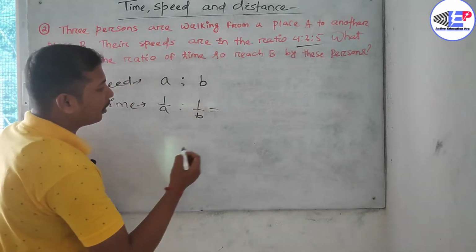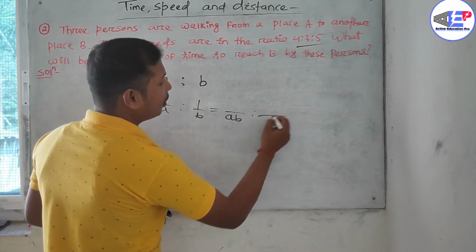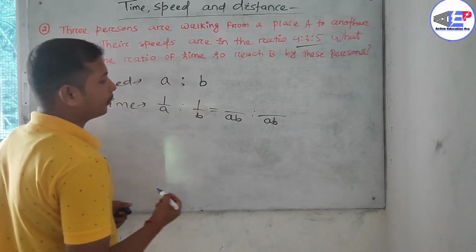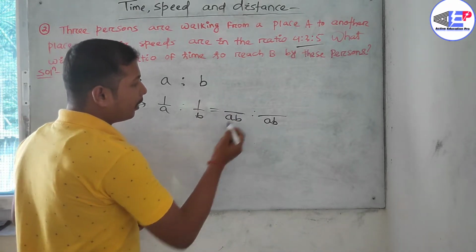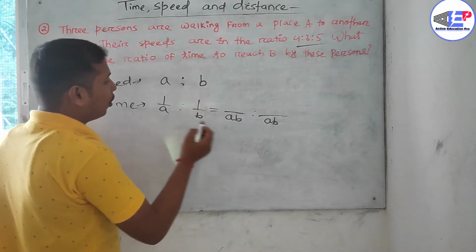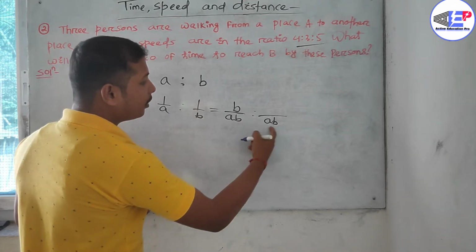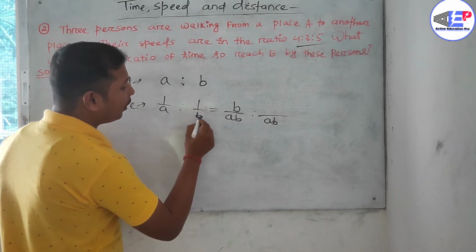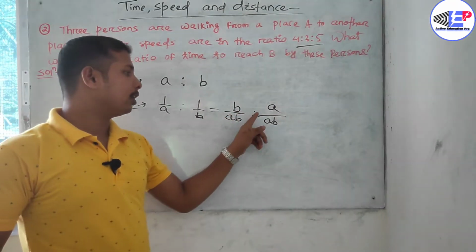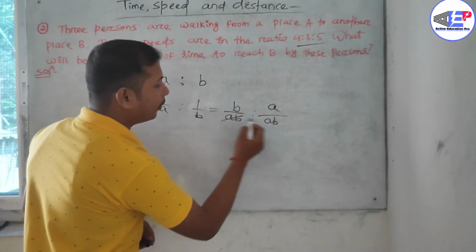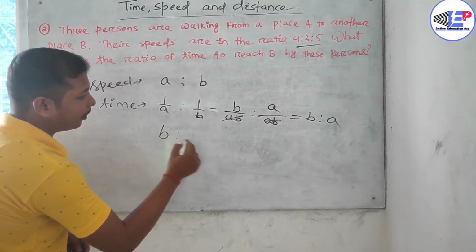Now take the LCM, and the LCM will be equal to AB. Now you have to make them equivalent fractions. As we have multiplied B here, B will come in the numerator, and in the second fraction we have multiplied A with this denominator, and A will come here. So this becomes B by AB is to A by AB. Now cancelling AB on both sides, it becomes B is to A. So the ratio of their time is B is to A.